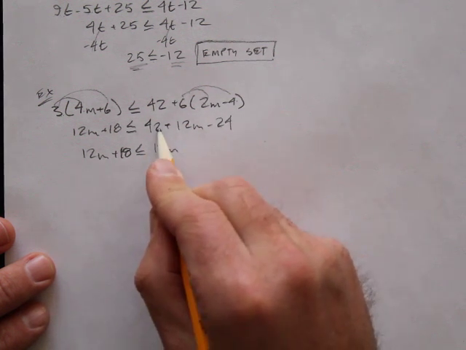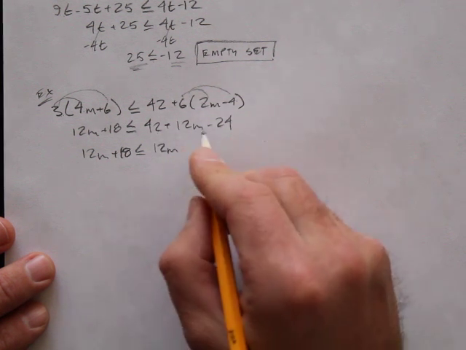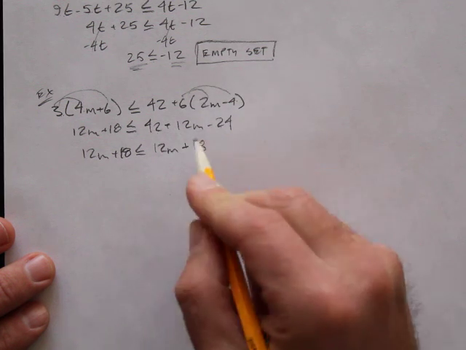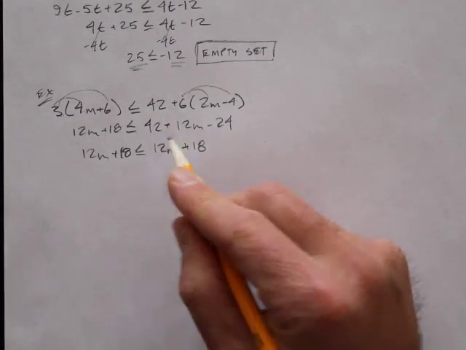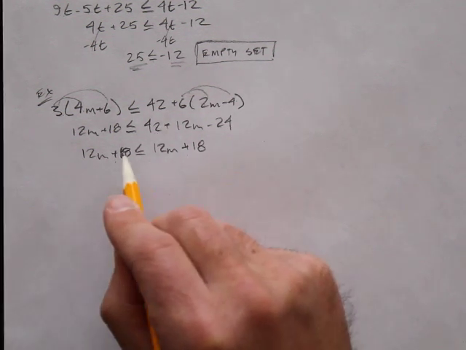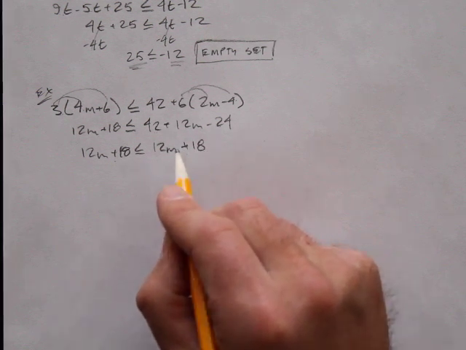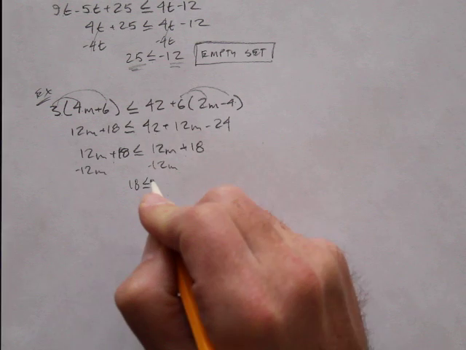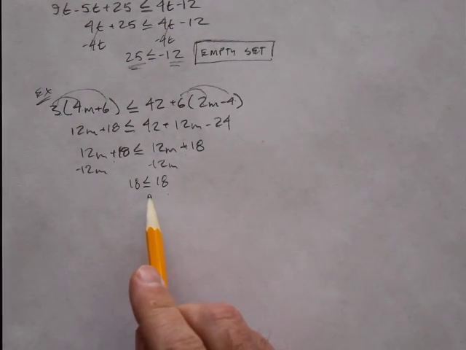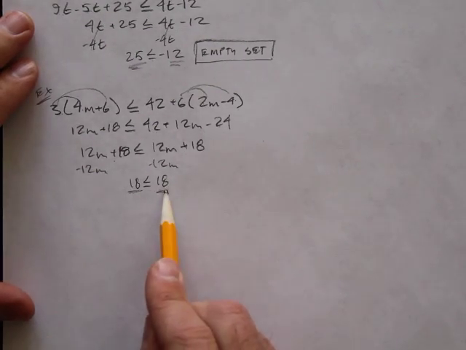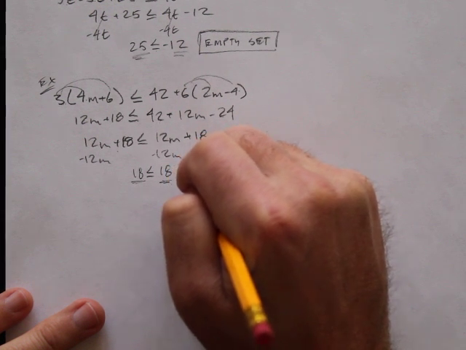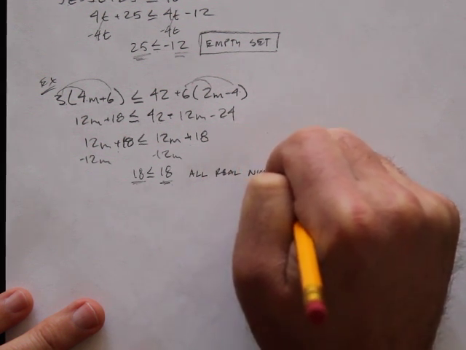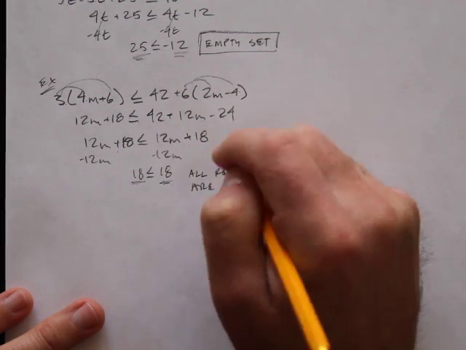I'm going to put this 12m right here. Positive 42, negative 24, that is 18, right? Plus 18. Good. Uh-oh, we have the same thing on both sides of the inequality. Let's subtract 12m anyway, and I get 18 is less than or equal to 18. Now this is true. 18 is less than or equal to 18. Notice how I have the same number on both sides. That means that all real numbers are the solutions. They're all part of the solution set.